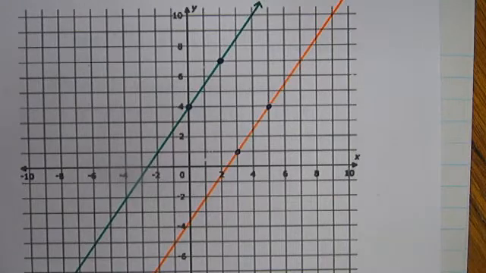They're going to keep following and staying that same distance apart, no matter where on the graph you were to measure vertically their distance, it's going to be the exact same. Okay, so that's parallel, right? They're never going to intersect. They have different y-intercepts, but the same slope.